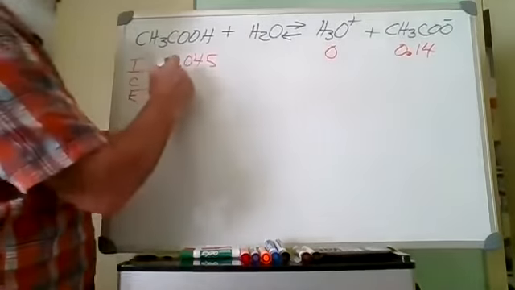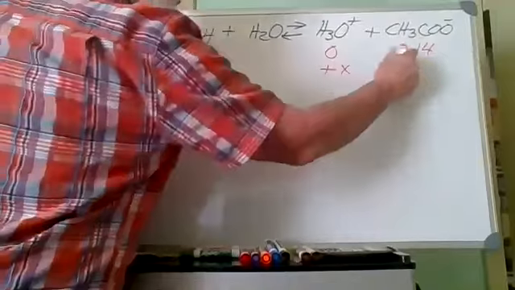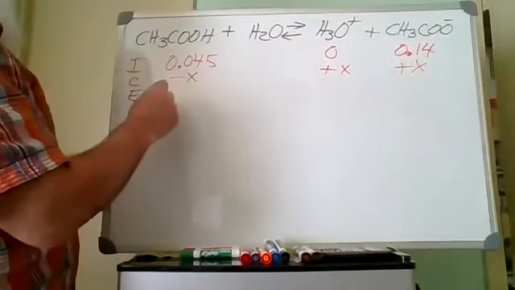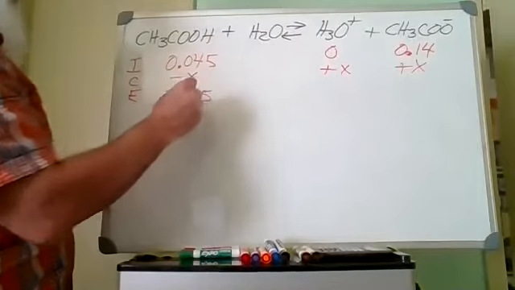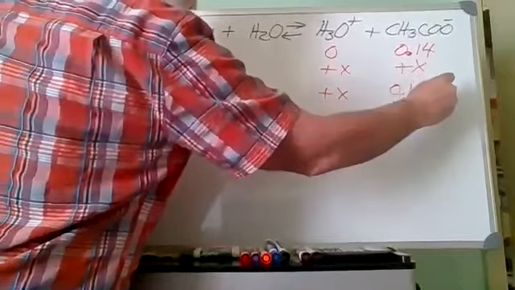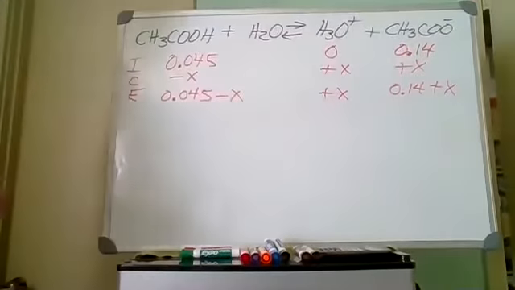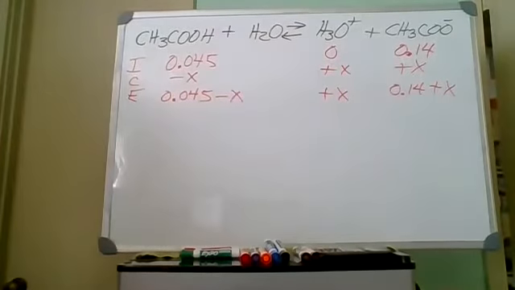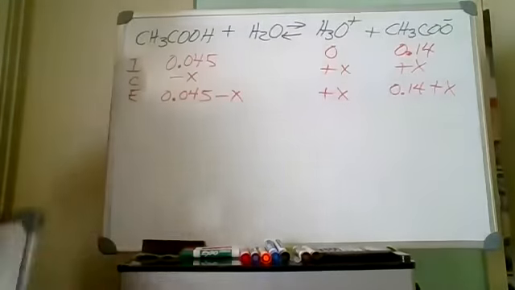All right, so what's the change here? Well, this is going to be minus x, plus x, plus x. Again, just notice there's a common ion effect here. So at equilibrium, 0.045 minus x, plus x, 0.14 plus x. Now we can go ahead and set up an expression for the equilibrium constant. All right, so let's proceed to do that.